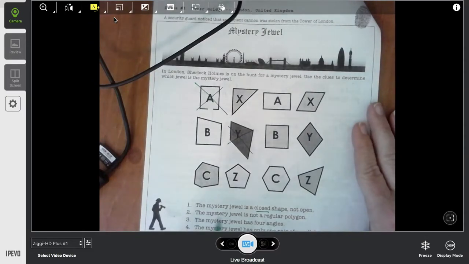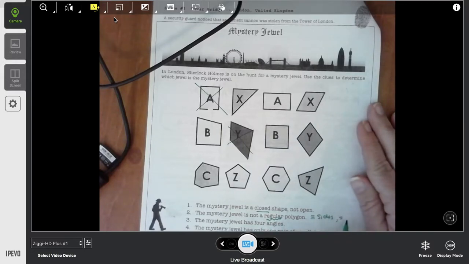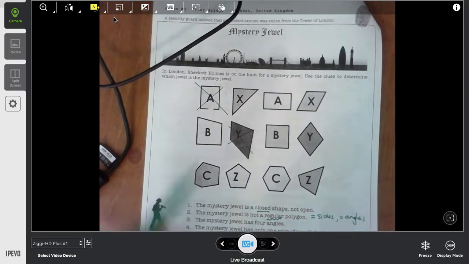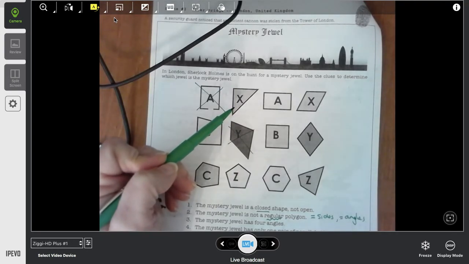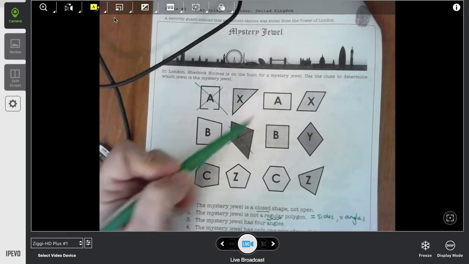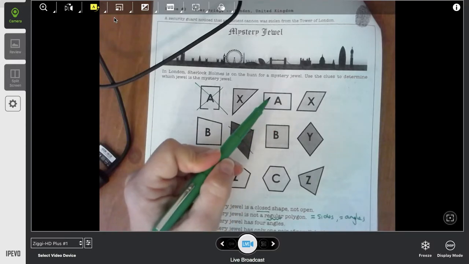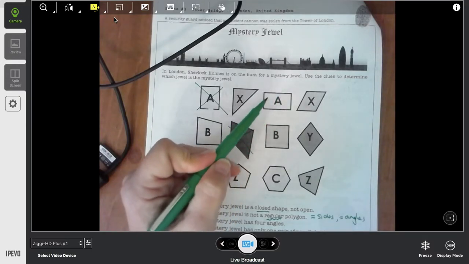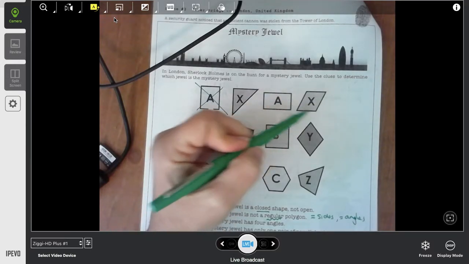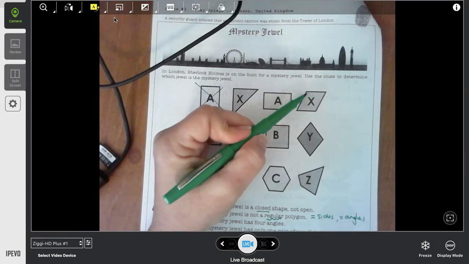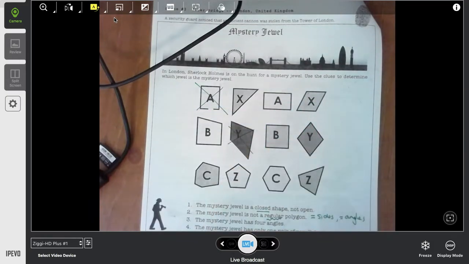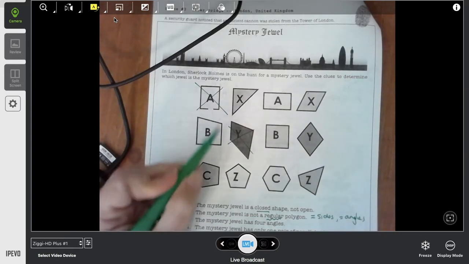Okay? The mystery jewel is not a regular polygon. If you remember, a regular polygon means equal sides and equal angles. Everything has to be the same. All right, so let's look. Well, this is not equal sides, equal angles. There's a right angle and acute. These are equal angles, all 4 right angles, but these sides are longer than these, so nope. These sides are all the same, but there's an obtuse angle and an acute angle, so angles are not the same. This one's not the same at all.